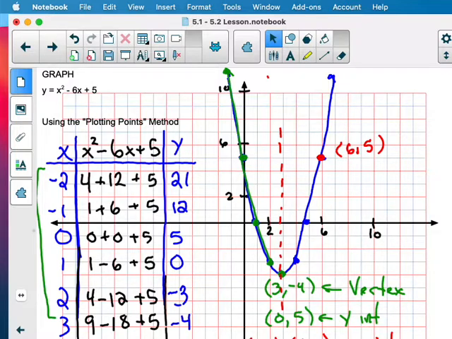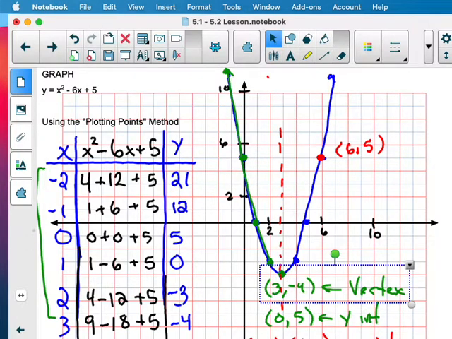But that was an indication that, hey, we don't have enough points in our table. We know it's supposed to have this turn in it. So we just continue to add more points on the board, right? So then I started dropping more values in, right? So I got 3, -4. That is a critical point for us.